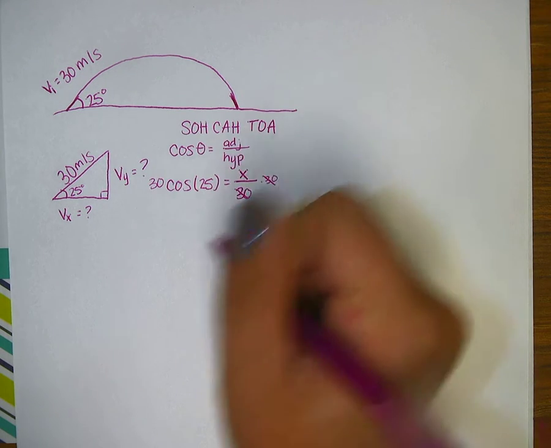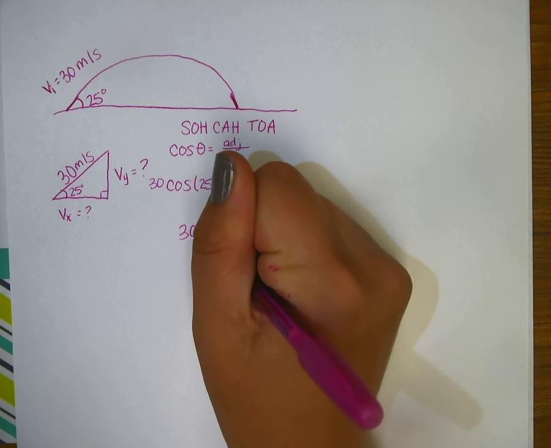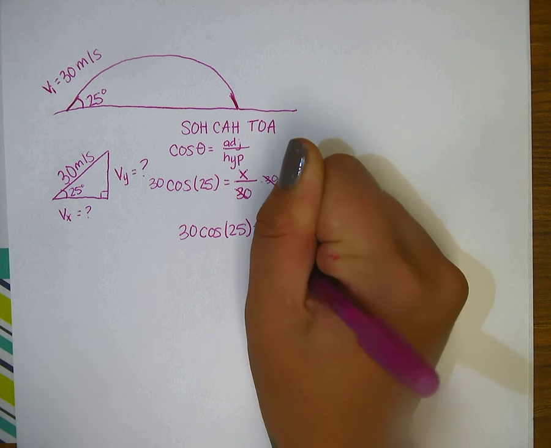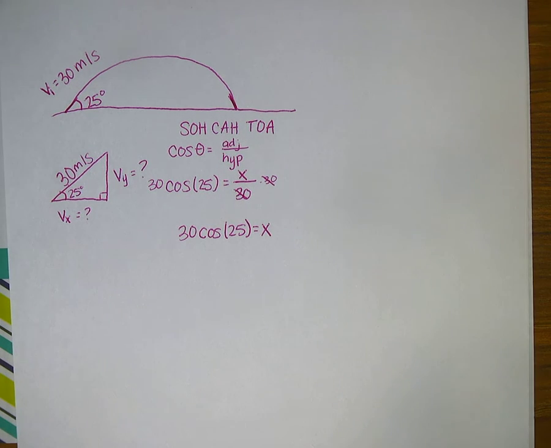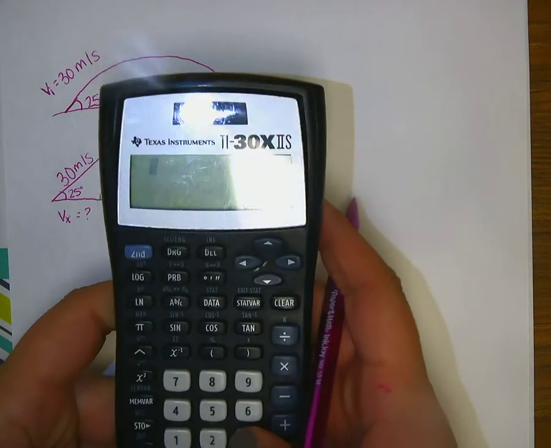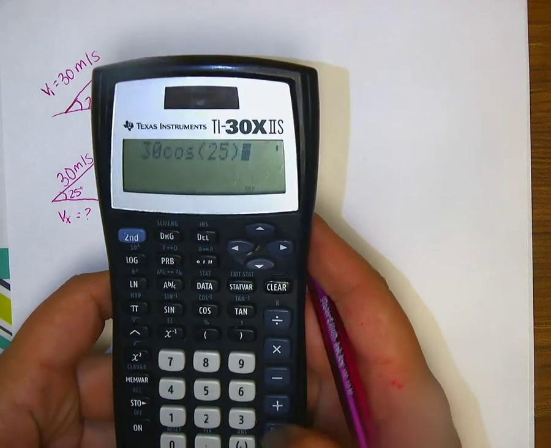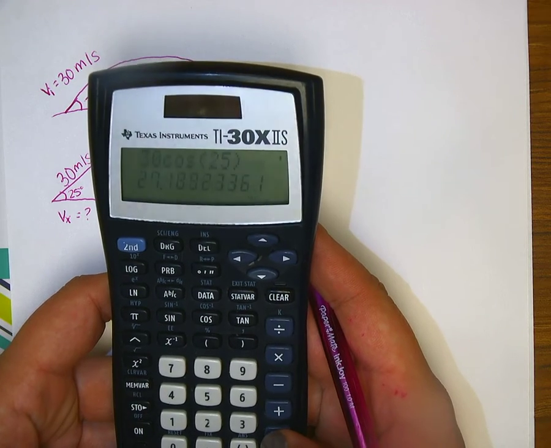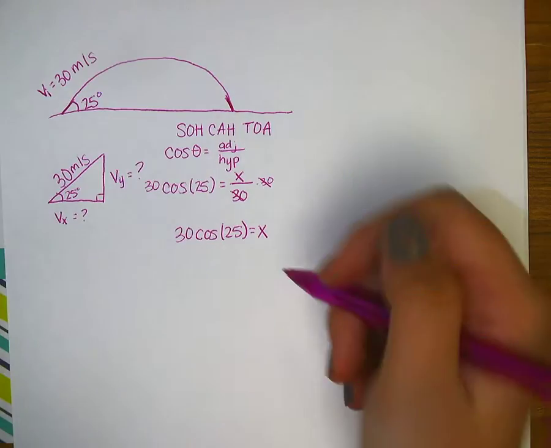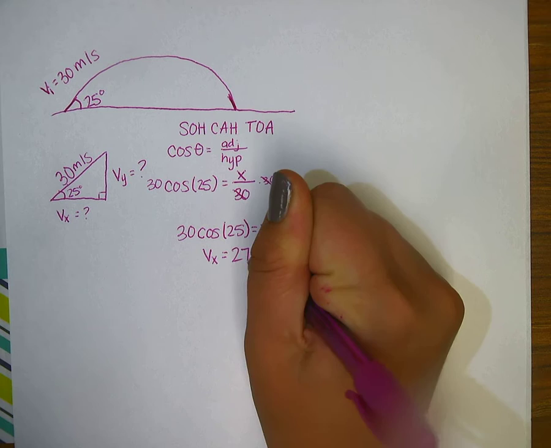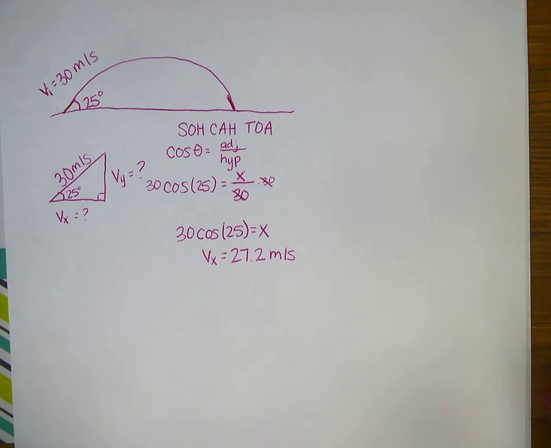These two cancel out, and you get 30 times the cosine of 25 is going to give us our x velocity. At this point, you'll need your calculator. And you can just plug in 30 times cosine of 25. And you should get 27.2. So our Vx, or x velocity, is going to be 27.2 meters per second. We're going to use the same process to find this Vy.